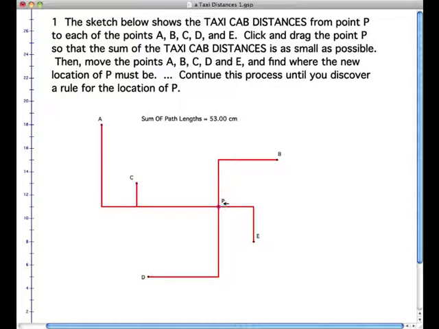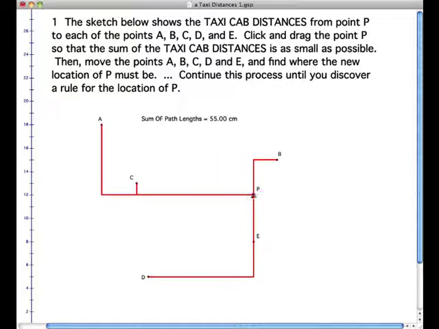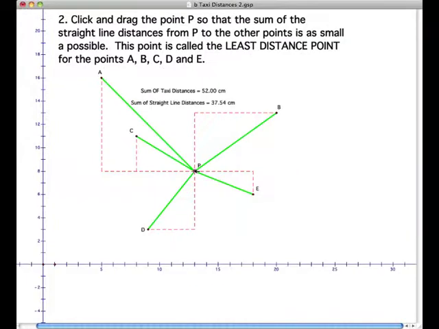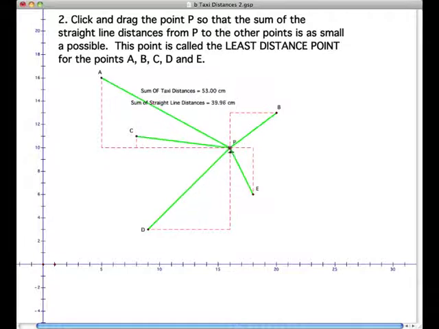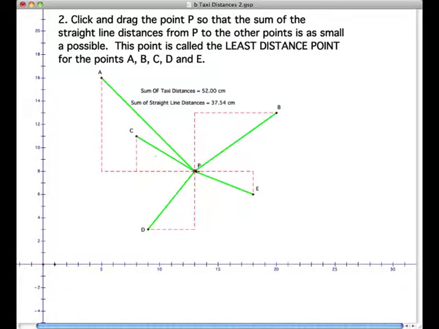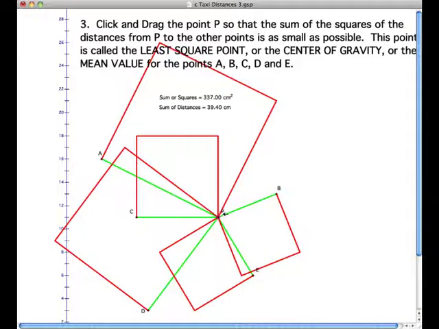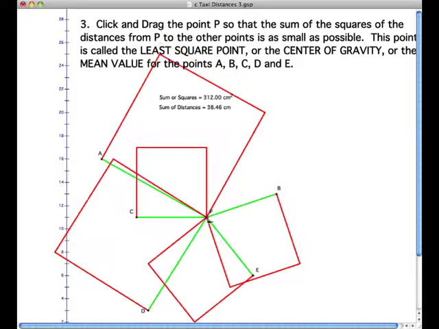The first task again looks quickly at distances using only horizontal and vertical paths. The second task investigates relationships between straight-line distances, which are shown in green, and vertical and horizontal distances which are shown using red dotted lines. As you move the point P, notice that the locations that minimize these 2 sums are the same. The third task investigates relationships between straight-line distances and squares based on these distances.